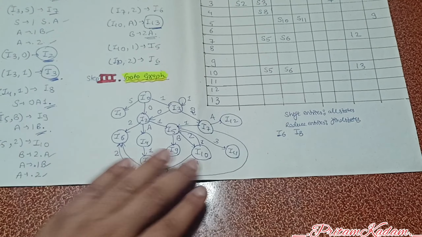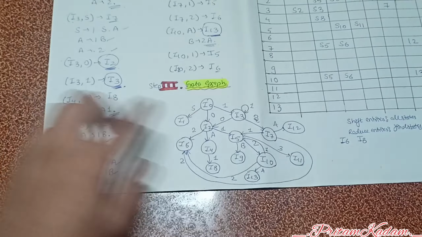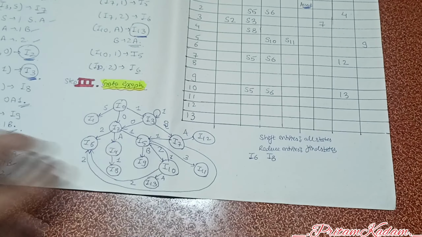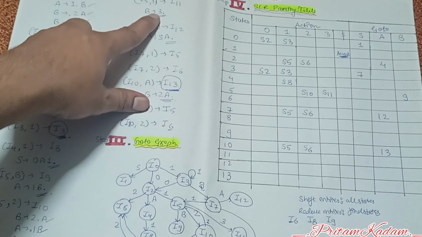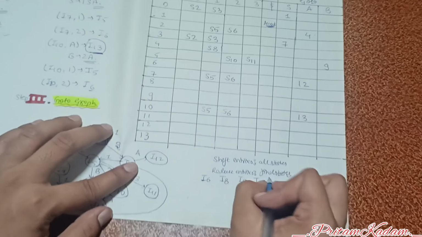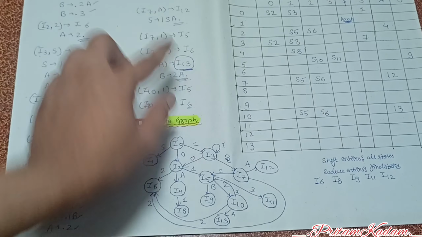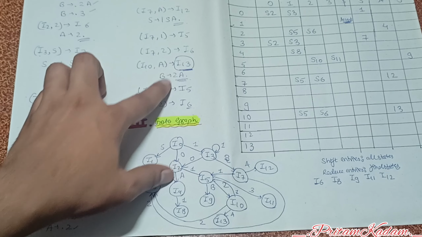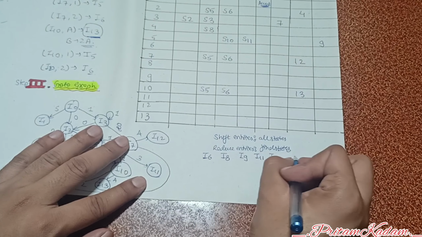Then I9 is also completed, as we have the dot at the end of the production. Okay, so I9 is also completed. Then we will write for I11, then we will have I12, and then I13 also. So let us write I13 over here.